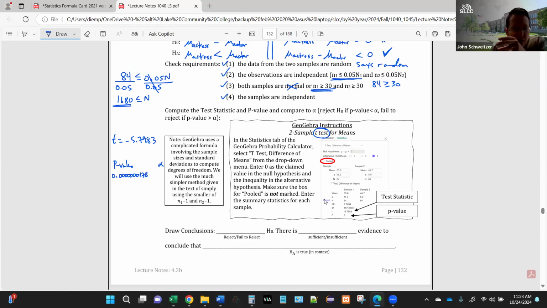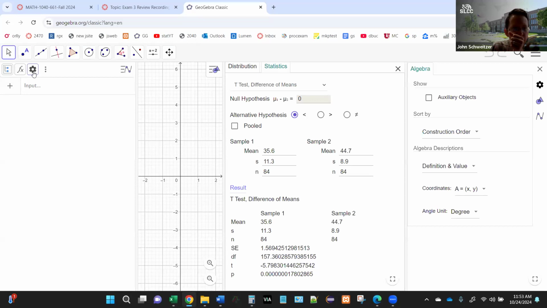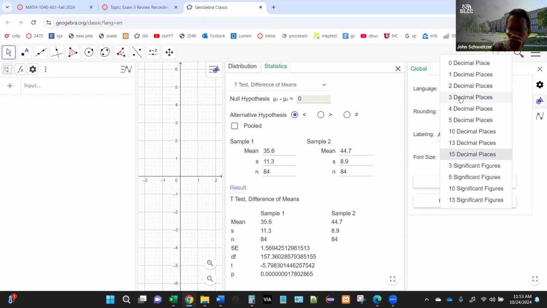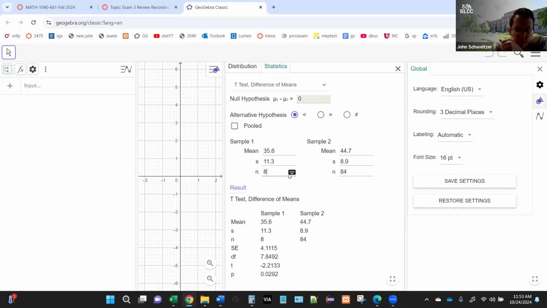If you're looking at your GeoGebra and it says 0, it's because of rounding. If you want to change your rounding, you'll hit the gear, and then, for example, if I put this on 3 decimal places, then it'll just say 0, right? Because rounded to the third decimal place, it's a 0. So that's why I always like to leave mine at this extreme value of 15. It's an eyesore, but at least I don't have to worry about rounding issues.